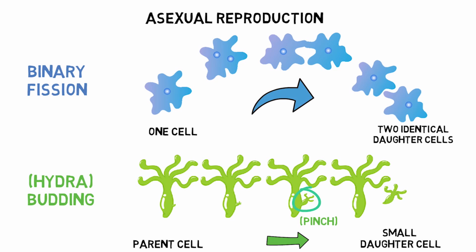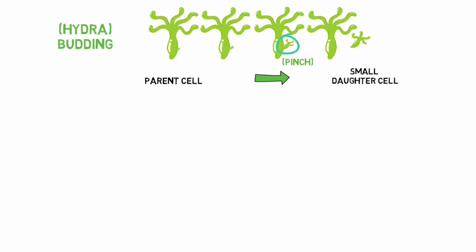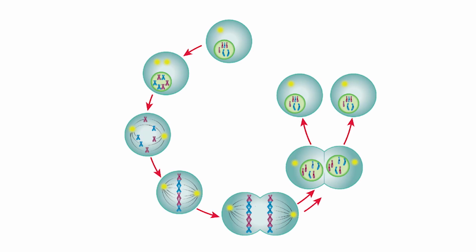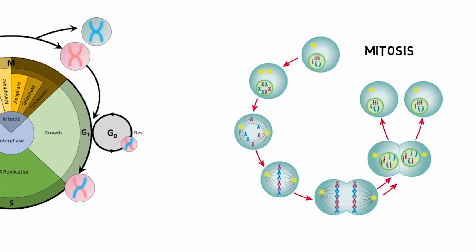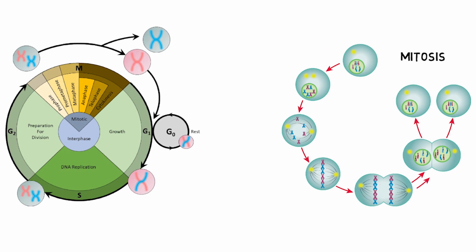They also rely on asexual reproduction to repair and replace old or damaged somatic or body cells. They accomplish this through mitosis. It's worth noting that mitosis is only one stage in the broader cell cycle consisting of interphase, when a cell grows and replicates its DNA, and M phase, or mitotic phase, when a cell divides its DNA and cytoplasm into two new identical daughter cells.